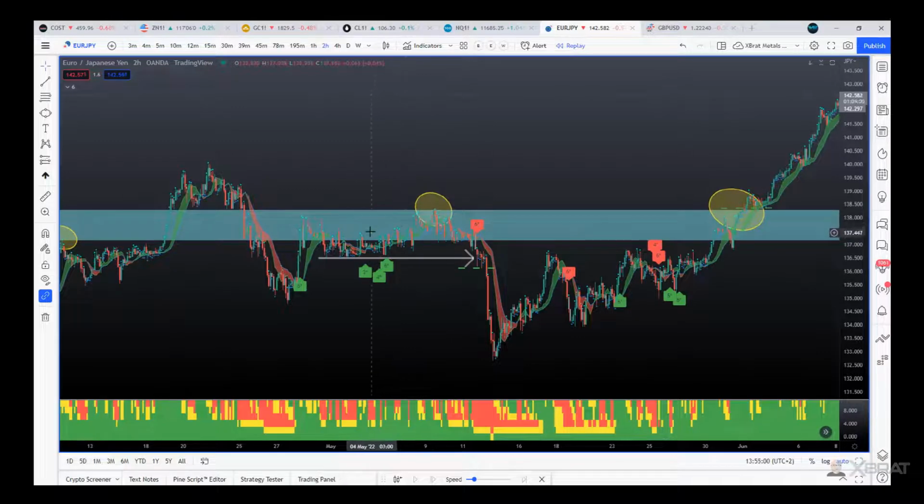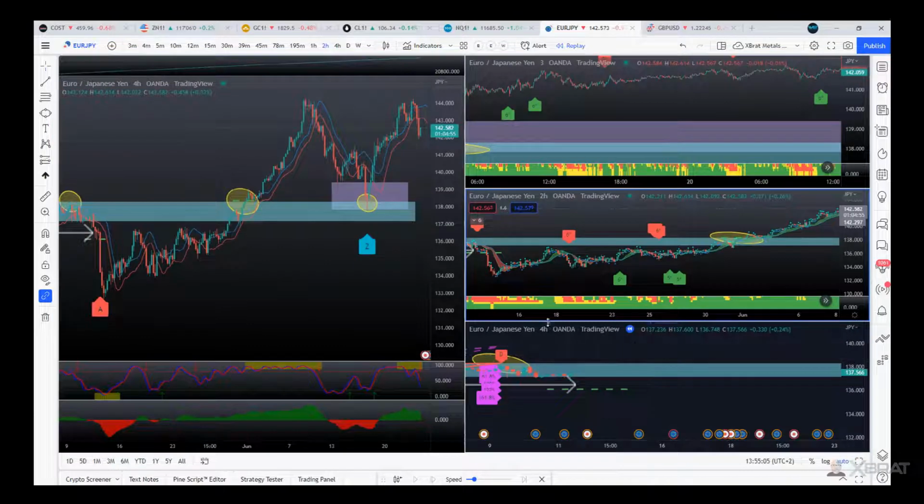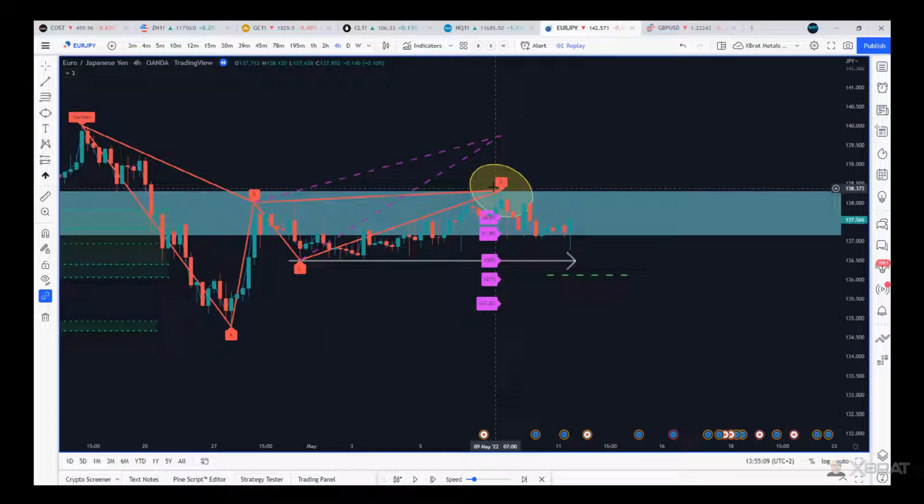Okay, and remember, we only went for this short signal purely because when we go back to the 4 hour, that's where we had that harmonic pattern to give us that extra line of confidence that we are going to go short here.